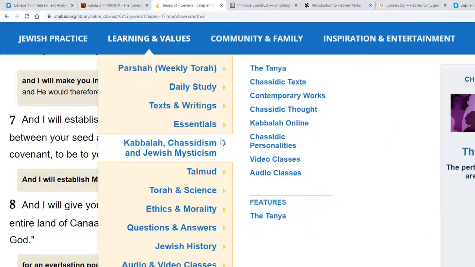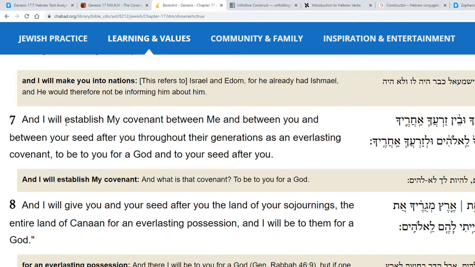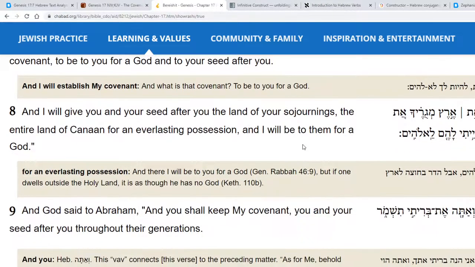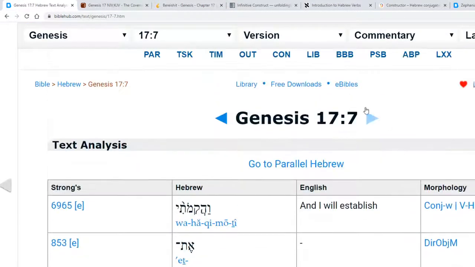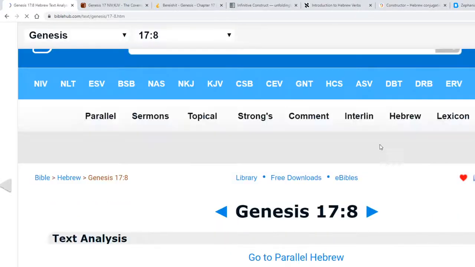Okay, Chabad: And I will establish my covenant between me and between you and between your seed after you throughout their generations as an everlasting covenant, to be to you for a God. See, they translated it like I would have. For a God, le Elohim. And that lamed's a little strange there. And to your seed after you. Okay. And you can read the Rashis there. He does not explain that le Elohim.